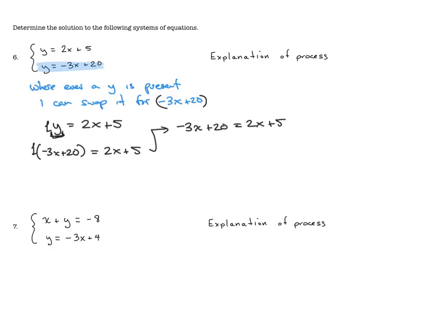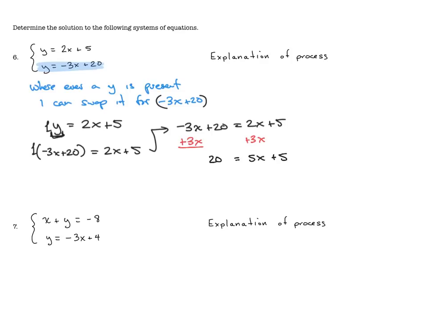So I need to combine my like terms. But when I combine my like terms, I need to remove one from one side. Well, how do I remove a negative 3x? Well, I add 3x. So I add 3x. And what I'm left with is that 20 equals 5x plus 5.